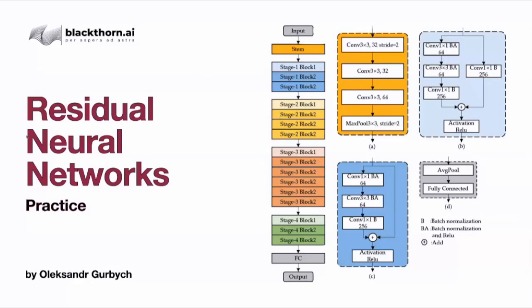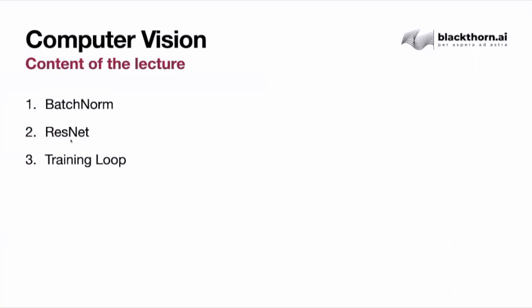Today we will talk about modern convolutional neural networks, particularly one of the basic ones, residual neural networks. You can see its structure to the right. Today we will talk about BatchNorm, ResNet, and the training loop, how you should organize training of your models.